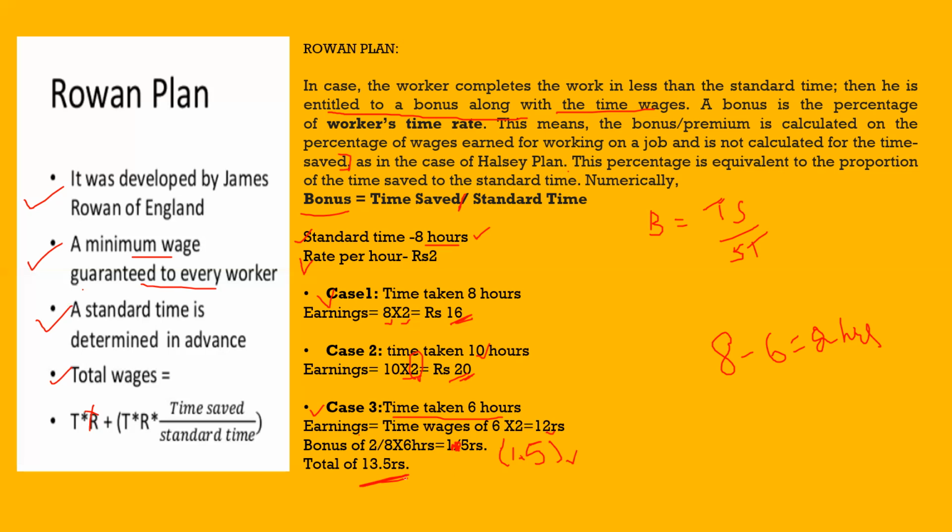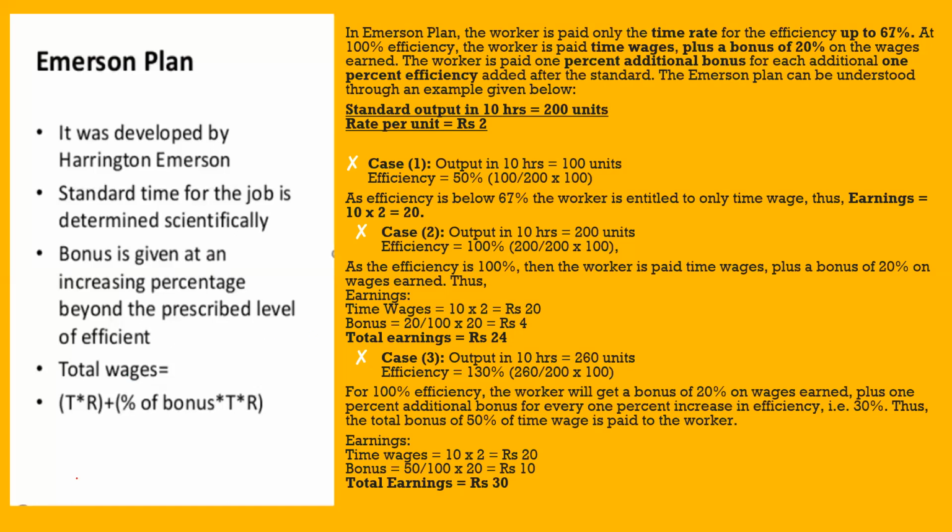Okay, so here they are paying the amount based on the number of hours the person has saved. The person has saved 2 hours out of 8 hours. That is the ratio into how many hours he has worked. That is, 6 hours is 1.5 rupees, which is the bonus he has been paid for his work. So I'm hoping that you have understood the Rowan plan also. The next, the Emerson plan.